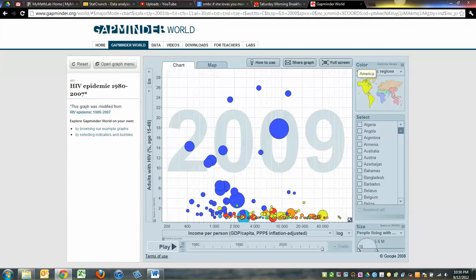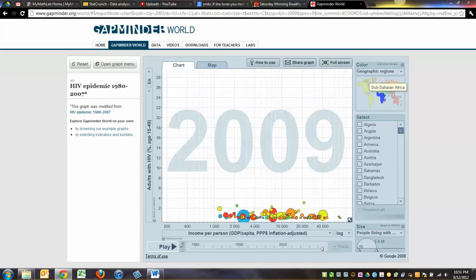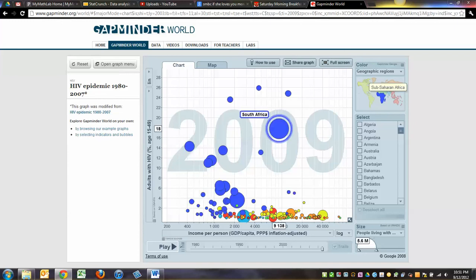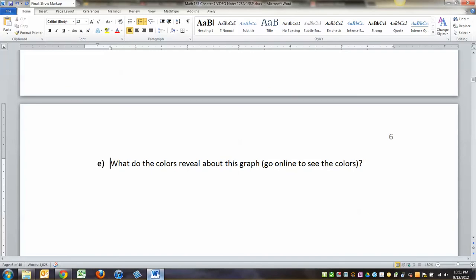So if I let my mouse, there's America, North and South. There's Europe and Central Asia in the orange. There's the Middle East and North Africa there in the green, right? East Asia and Pacific, and Sub-Saharan Africa, excuse me. South Africa is a country. As a matter of fact, South Africa is that country right there. Okay? So the colors reveal geographic region.